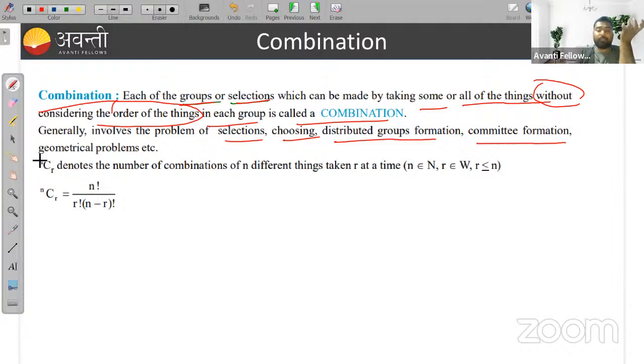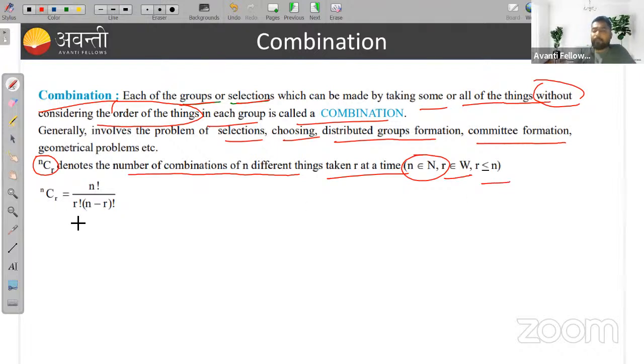So basically, we denote combination by nCr and permutation by nPr. nCr denotes the number of combinations of n different things taken r at a time, where n belongs to the natural numbers and r belongs to the whole numbers, and r must be less than or equal to n.